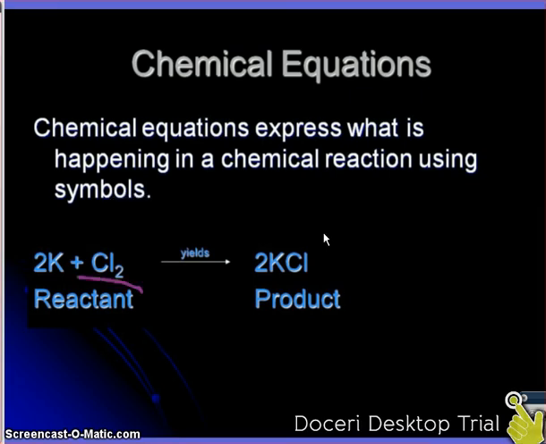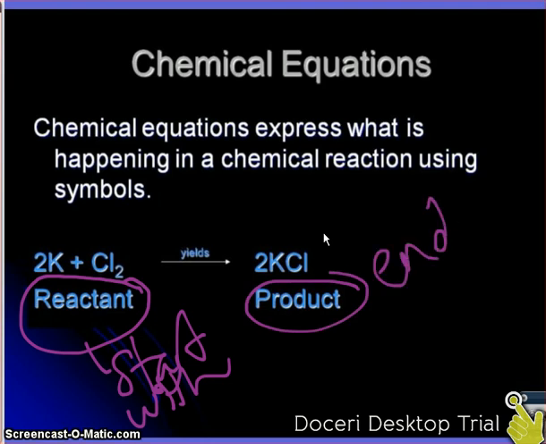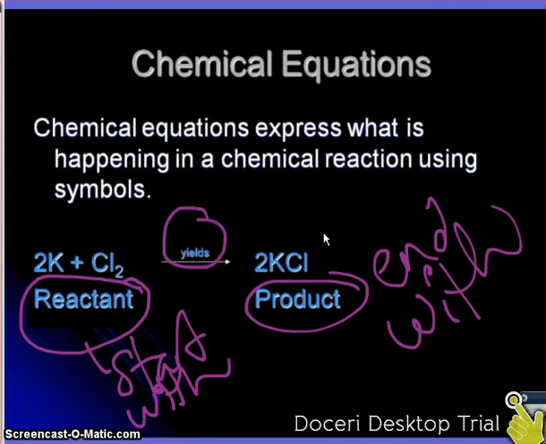Okay, we have our reactants, they're always on the left side, so our reactants are what we start with. Okay, and our products are on the right side, and that is what we end with. And then right here our arrow in science means yields or produces. So we can read this as two potassium molecules react with chlorine to yield or produce two potassium chloride molecules.